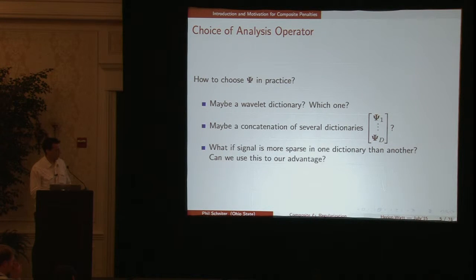For example, maybe this is the orthonormal Daubechies 1, and then Daubechies 2, and Daubechies 3, all the way to Daubechies D. So that's one approach. And people have tried that. It actually works reasonably well. But here's the main question. What if the signal is more sparse in one dictionary than another? How can we exploit this? Is there a way of exploiting this? And that's what the talk is about.